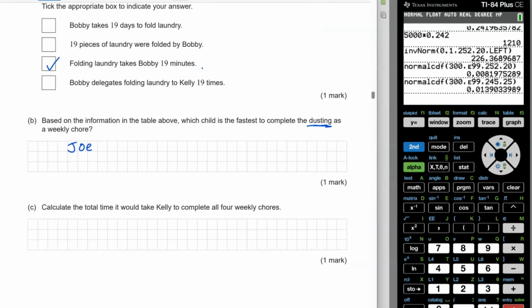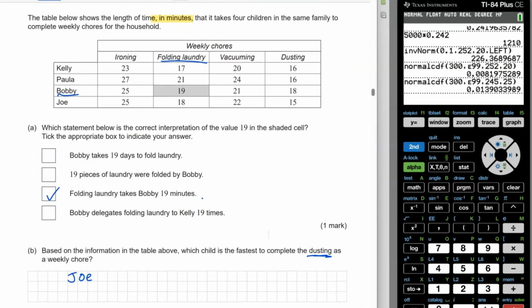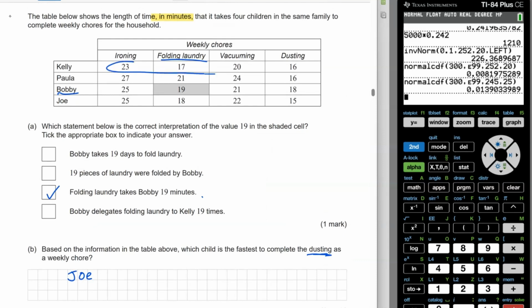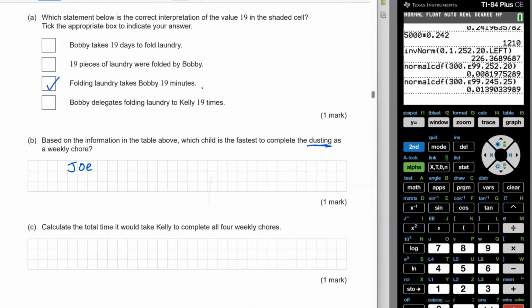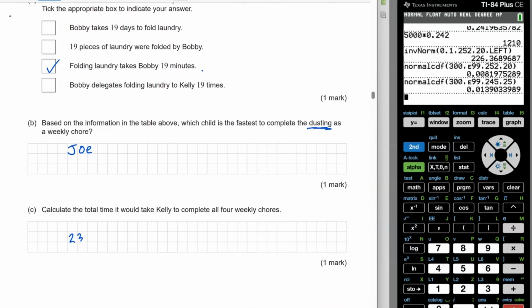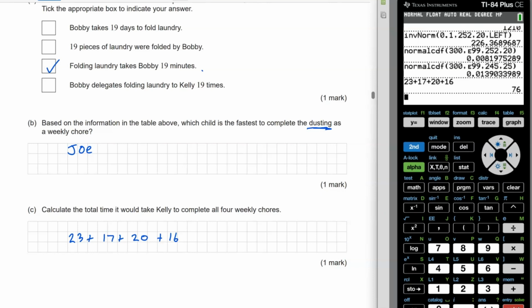Part C, calculate the total time it would take Kelly to complete all 4 weekly chores. So we're looking through here, and it's going to be 23 plus the 17 plus the 20 plus the 16. 23 plus 17. Did I enter that right? Okay, so it's going to be 76 minutes.